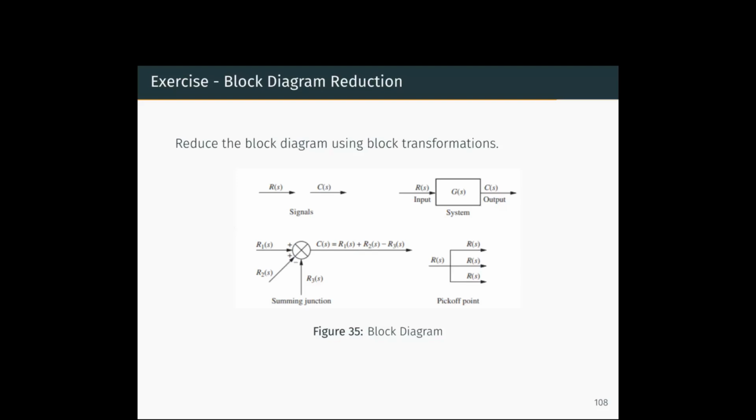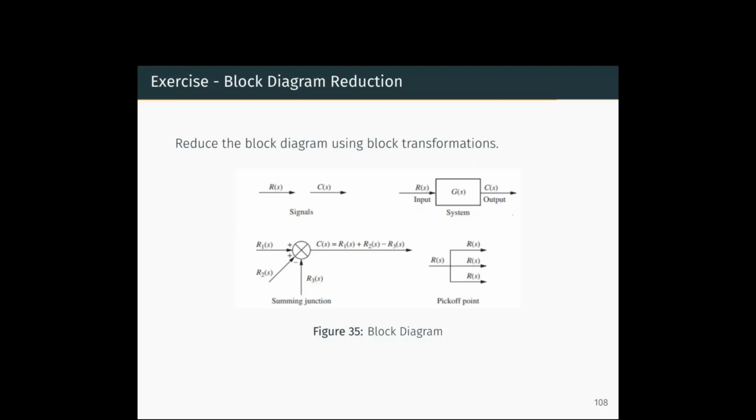So here R of S and C of S are the signals. And a system is represented as R of S given as input, C of S is taken as output, and the system is represented by G of S. So G of S is the transfer function, the ratio of the Laplace transform of the output to the Laplace transform of the input.